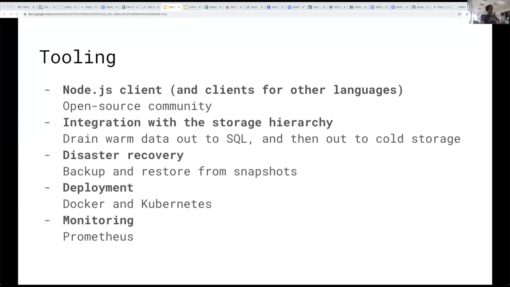Yeah, and then finally on tooling, I don't want to dwell on this. Obviously, we want to build clients in whatever languages people are using. We're focusing on Node for now for the Moduloop community.